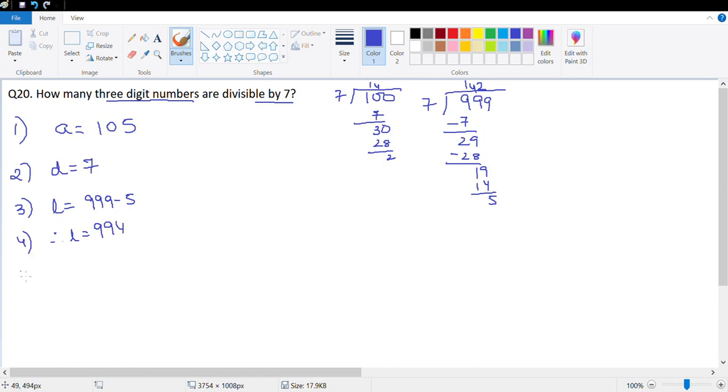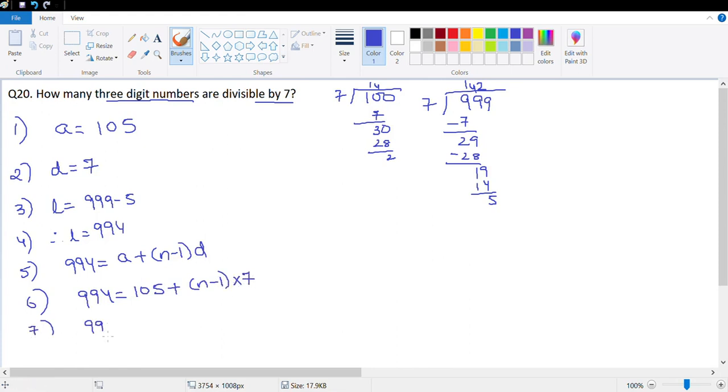Now we know 994 will be equal to A plus N minus 1 times D. Let's substitute values. 994 is equal to A, which is 105, plus N minus 1 multiplied with 7. That's 994 minus 105 is equal to 7 times N minus 1.